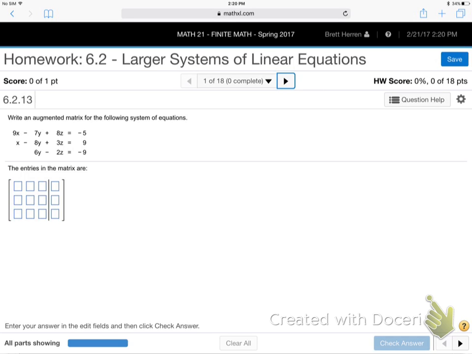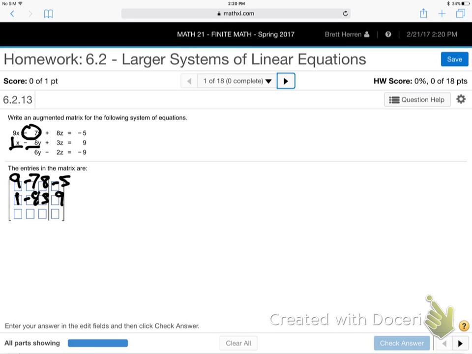Like, how would you even put it into a matrix? Well, you just peel off the numbers. In other words, it's going to be 9, it's -7, 8 and -5. And then the second one, what's in front of this x here? 1. You tracking with me? Am I going too fast? 1, what's that? -8, don't forget the negative. -8. 3 and 9. Just wanting to make sure you're comfortable.